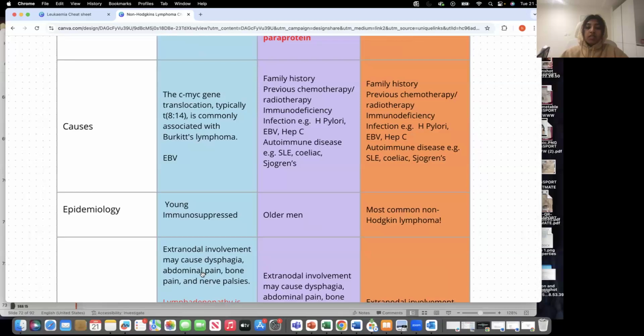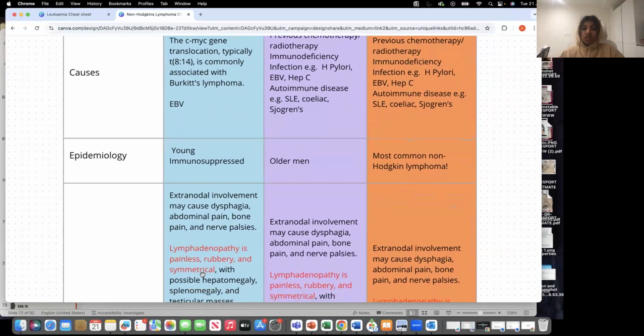Epidemiology is that Burkitt's is in young immunosuppressed people. Waldenstrom is in older men, and diffuse large B cell is the most common type of non-Hodgkin's lymphoma.